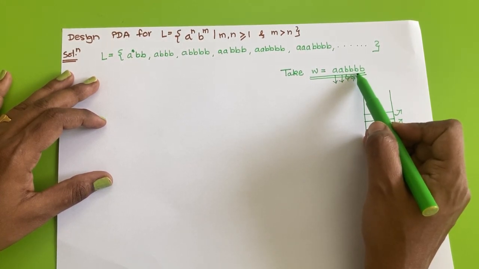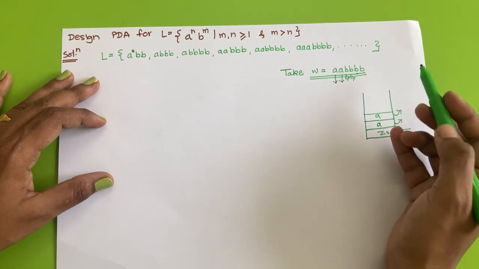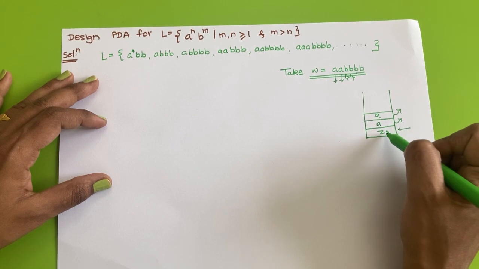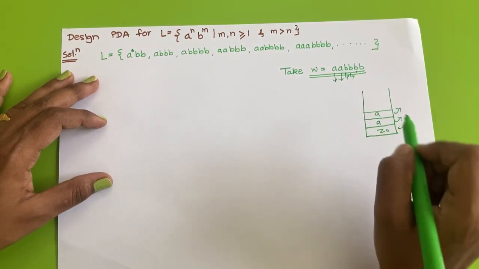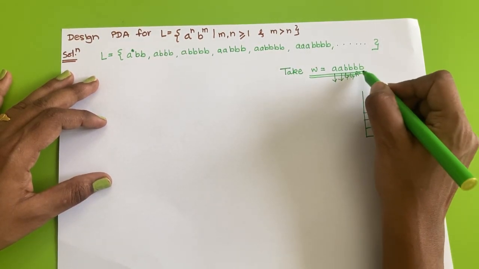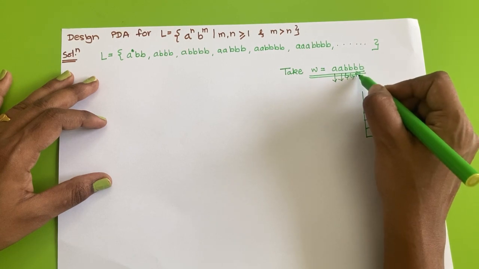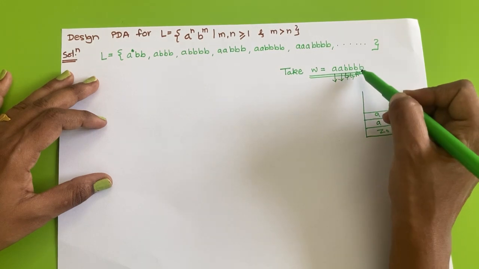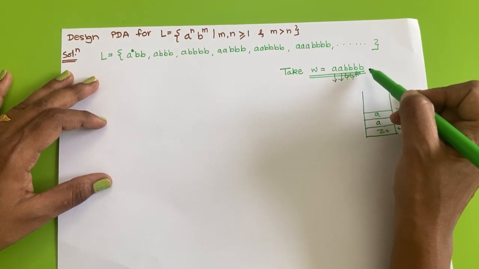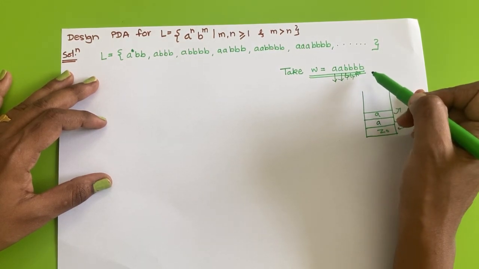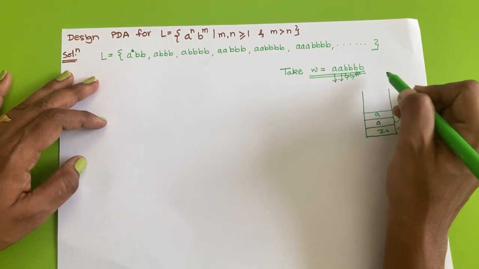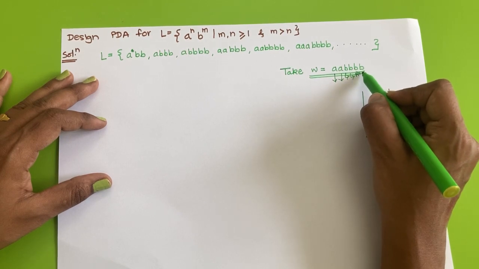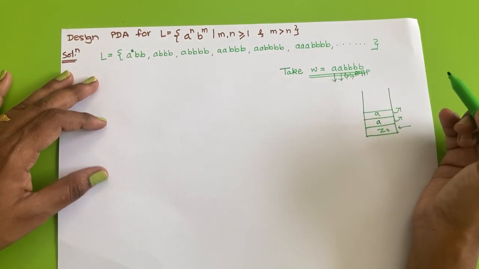So for this B we have to do nothing. If we have input symbol B and top of stack is Z0, then we have to do no operation. Again this task will be repeated for the remaining number of B's. We don't need to count how many extra B's we have, we just want at least one extra B. So for all the remaining B's we perform no operation.